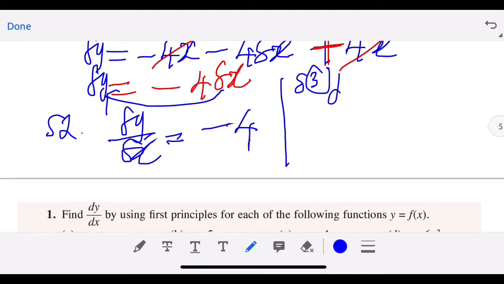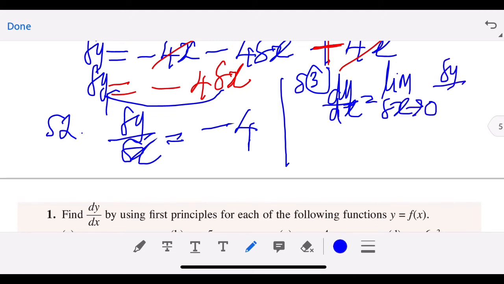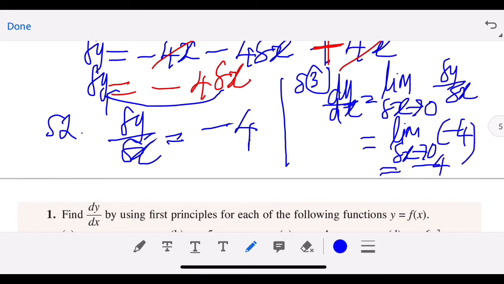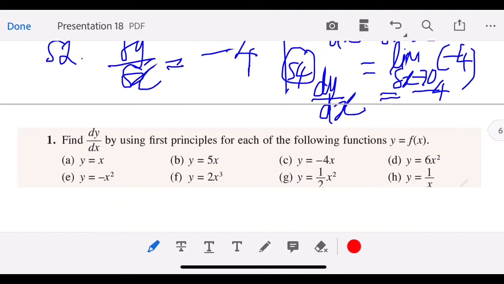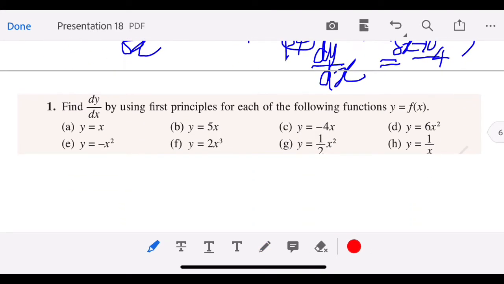So you just write dy/dx is equal to the limit when delta x approaches 0 for delta y over delta x. So the limit as delta x approaches 0 for negative 4 is still negative 4. So it also means that dy/dx is equal to negative 4. Alright, this is step 4. Okay, understand?